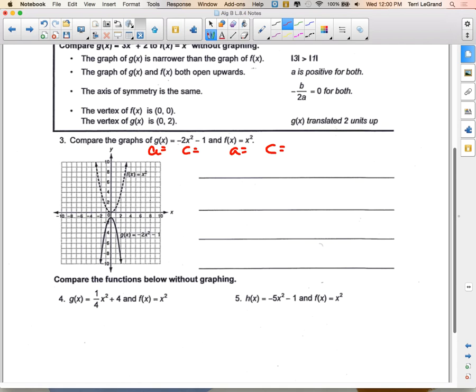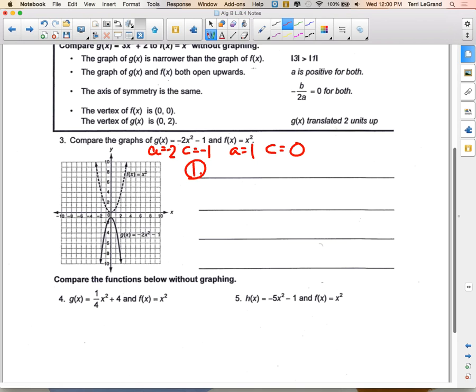So what's our a value for g of x? Negative 2. What's our c value? Negative 1. Notice what's our b value, even though we're not going to use it? 0. So remember, we're doing just the ones where b is always equal to 0. And for our parent function, we know 1 and 0, right? Okay. So what's the first thing we're going to compare?